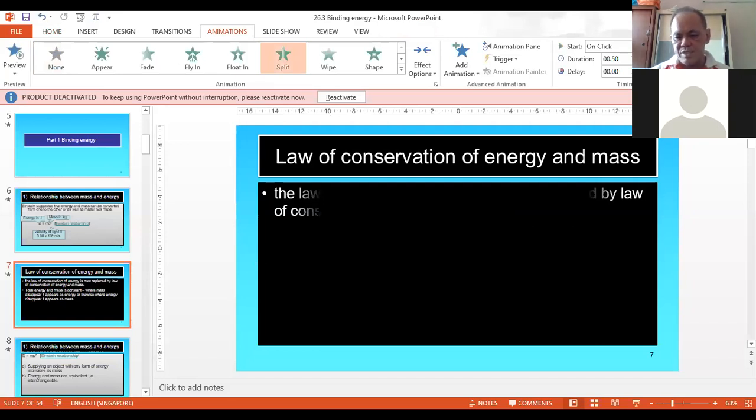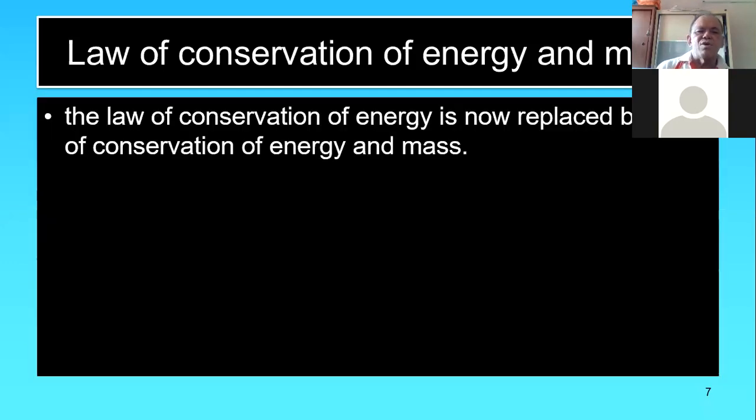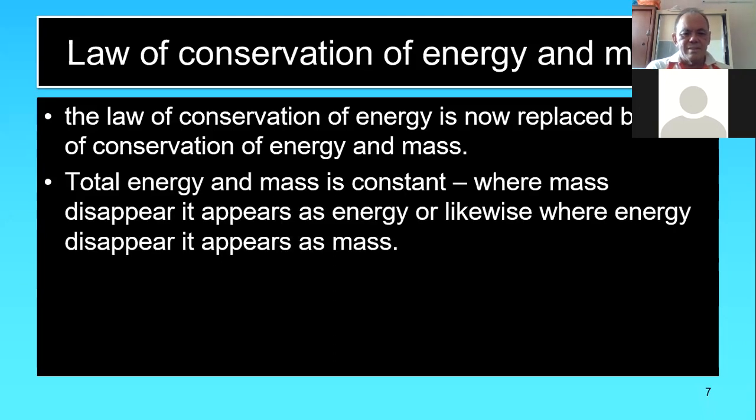What does this new equation, or Einstein relationship, tell us? Right? Today, we don't have the law of conservation of energy alone or the law of conservation of mass. The two are joined together to become the law of conservation of energy and mass. Total mass and energy is constant. Right? If mass disappears, it must appear as energy. Likewise, if energy disappears, it must appear as mass.